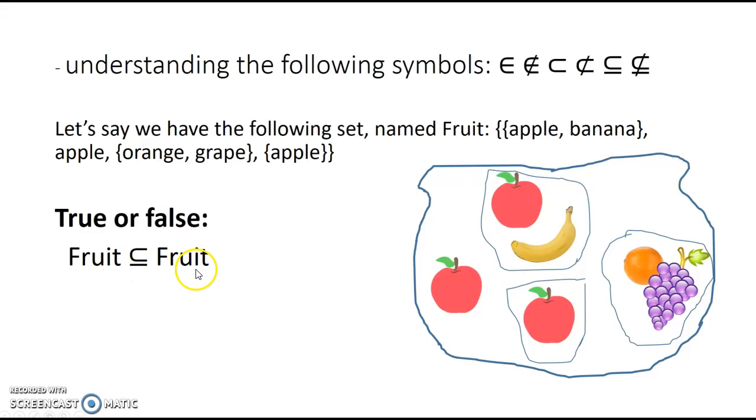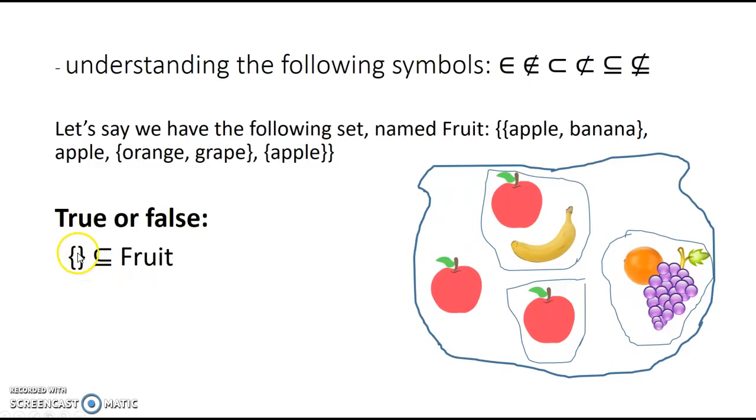Is fruit a subset of fruit? Well, they're both sets, and if you go through element by element of the 4 elements of fruit, you would find each of them in fruit, so the answer is true. In fact, any set is a subset of itself. Now, it wouldn't be a proper subset because you don't have anything left over. Everything in this set is also an element in this set, but you wouldn't have any leftovers, so it would not be a proper subset.